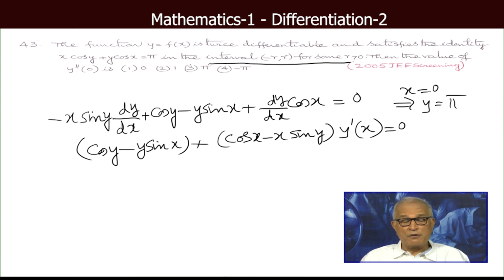They are asking the value of the second derivative, so let us first see the value of the first derivative. When y equal to pi, cos y is minus 1, and sin x is 0 because x equal to 0. Cos 0 is 1, and x sin y is 0 since sin pi is 0. So cos pi minus 1, y dash 0 minus 1 equal to 0, so y dash 0 equal to 1.